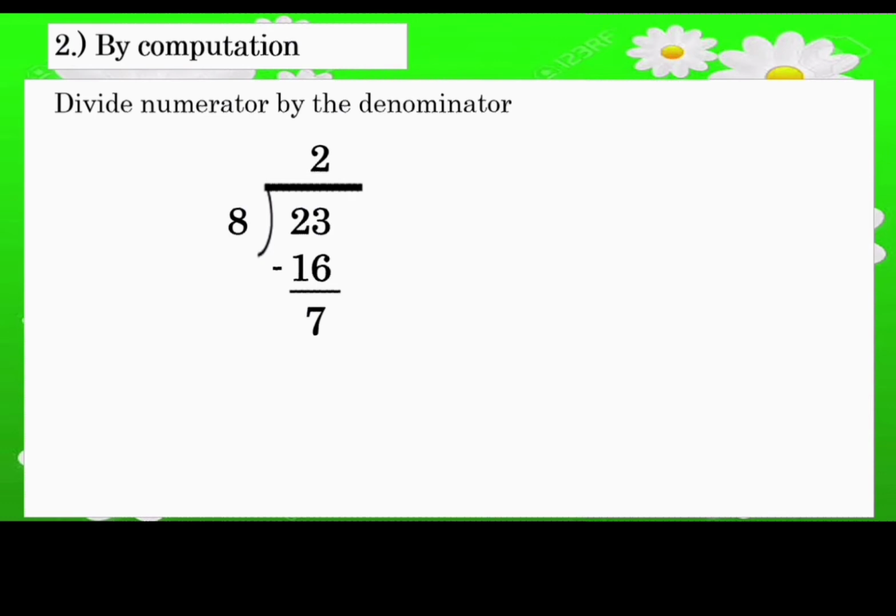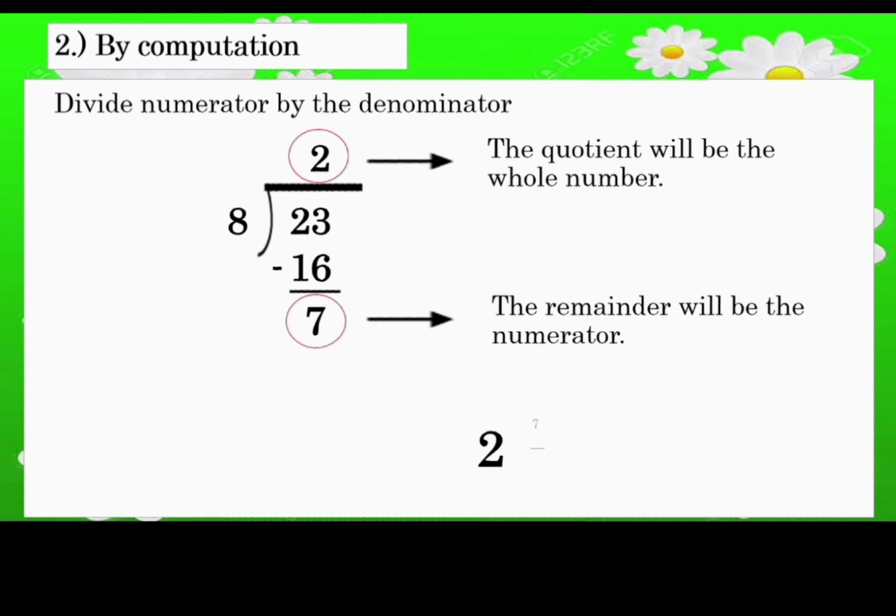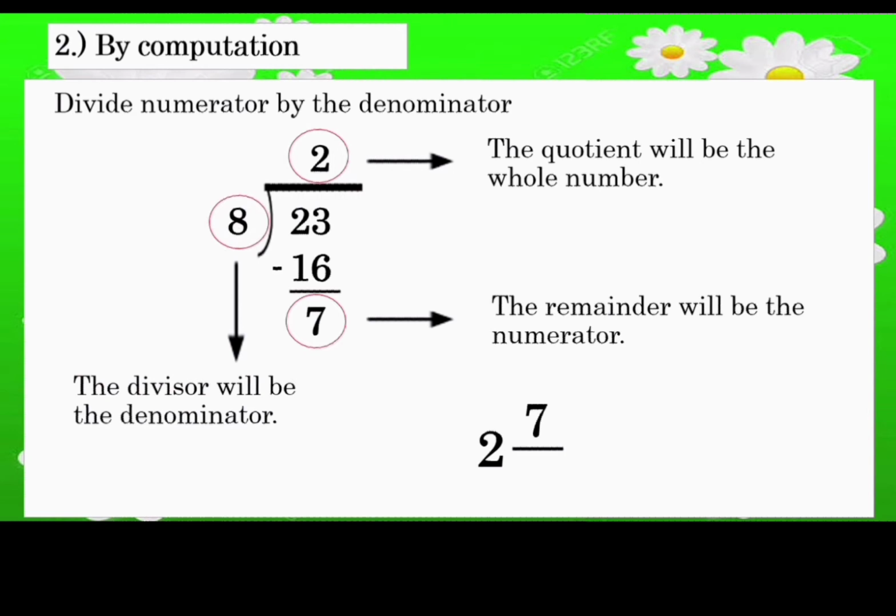Since we cannot divide 7 and 8, 7 will become our remainder. To write the mixed number, the quotient will be the whole number, which is 2. The remainder will be the numerator, which is 7. The divisor will be our denominator, which is 8. Therefore, 23 eighths in mixed number is 2 and 7/8.